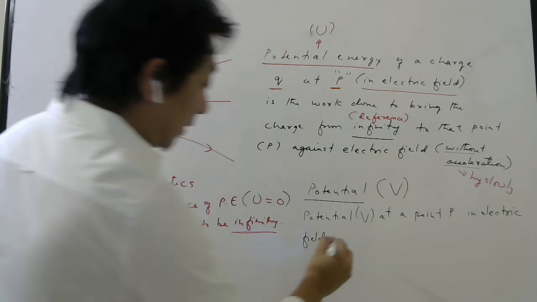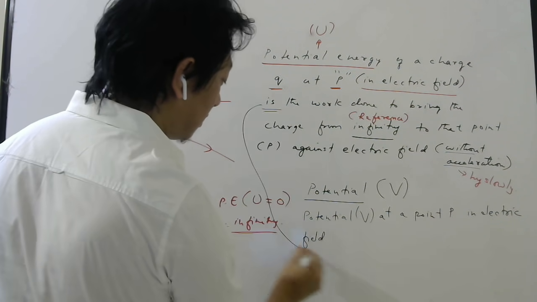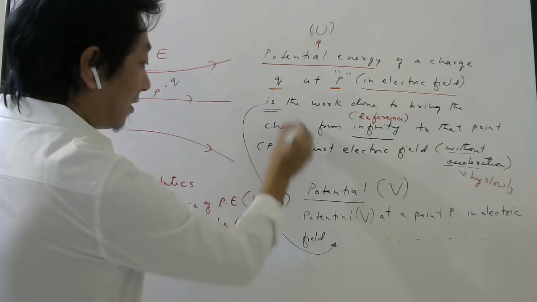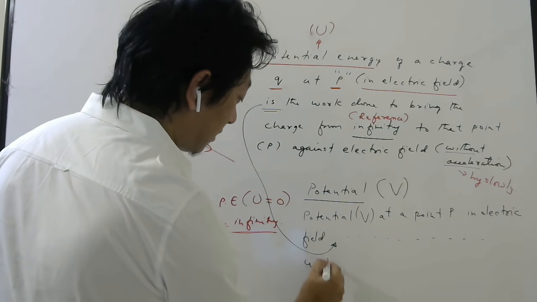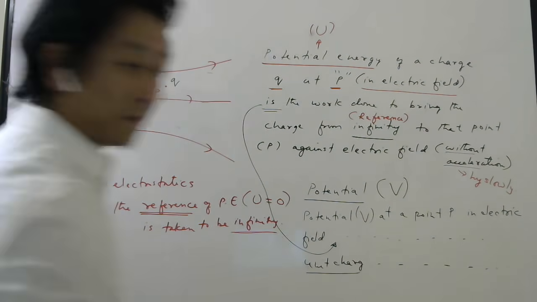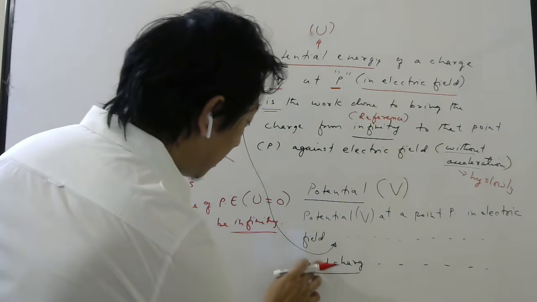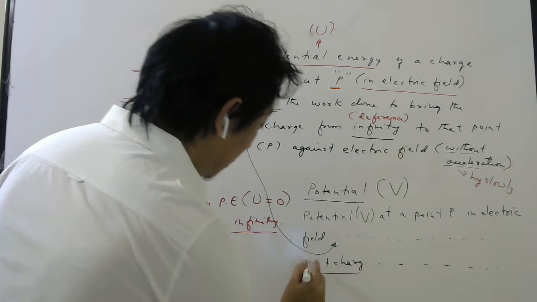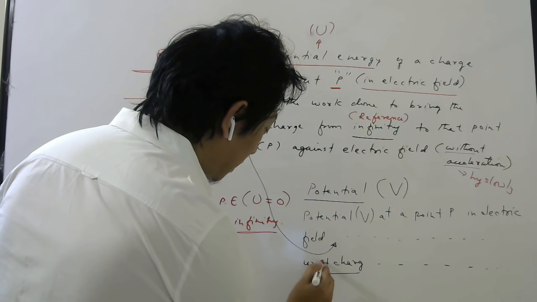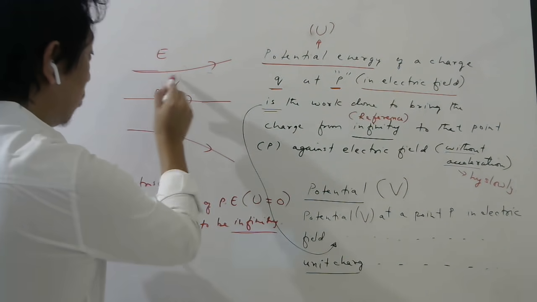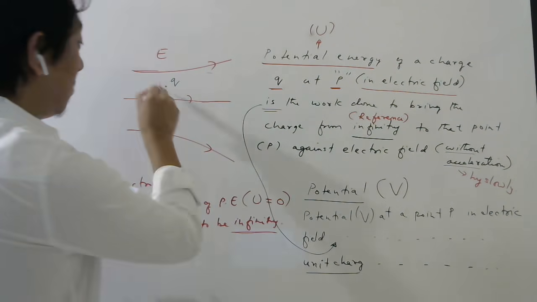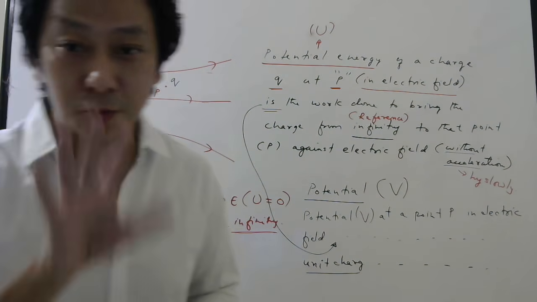Okay, is the work done, same thing here. So write down the same thing. Is the work done to bring unit charge? Don't write charge, write unit charge, and everything else will be the same. So instead of bringing Q charge, if you bring unit charge, that is 1 coulomb, then that is called potential at that point P. Okay, so let us just quickly revise.